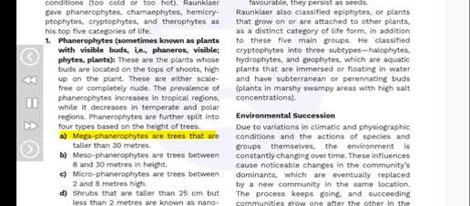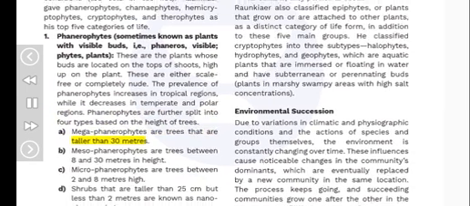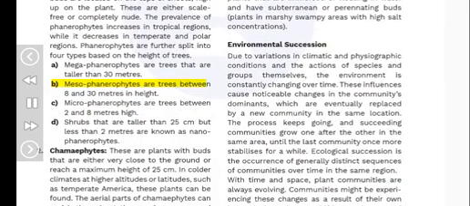A. Megaphanerophytes are trees that are taller than 30 meters. B. Mesophanerophytes are trees between 8 and 30 meters in height. C. Microphanerophytes are trees between 2 and 8 meters high. D. Shrubs that are taller than 25 centimeters but less than 2 meters are known as nanophanerophytes.